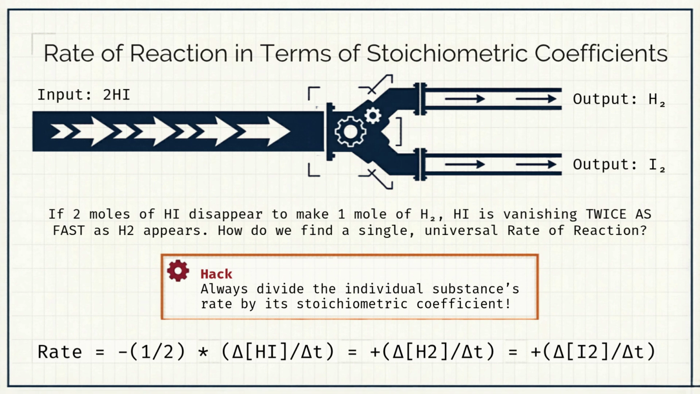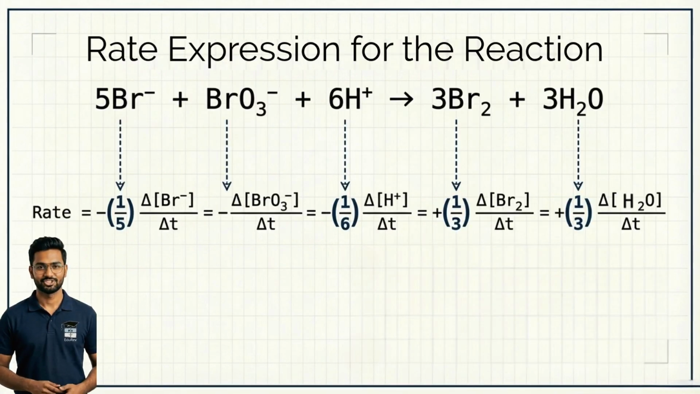Here is a trap you need to be aware of. Do not compare raw concentration changes without correcting for coefficients. The same logic extends to any full reaction expression. For 5 bromide ions plus bromate ion plus 6 hydrogen ions forming 3 bromine molecules and 3 water molecules, each species contributes to the rate with a coefficient-based factor. Reactants carry negative signs because they disappear. Products carry positive signs because they form. The formula written here is the full stoichiometric rate expression, and it is exactly how you unify all species into one reaction rate.